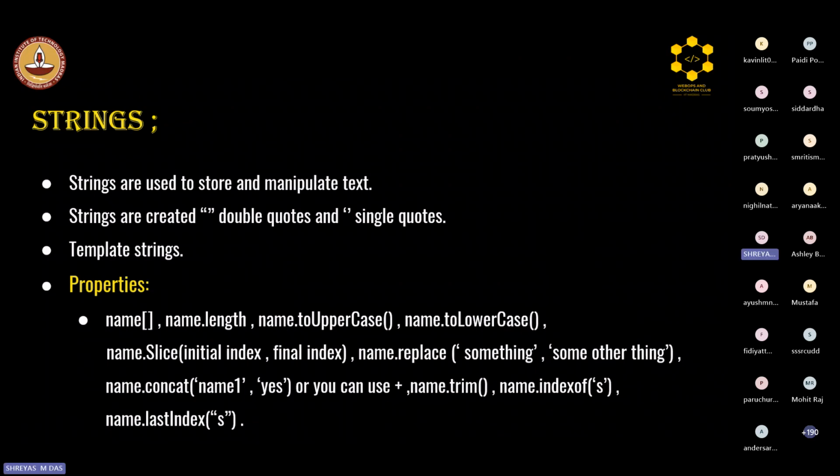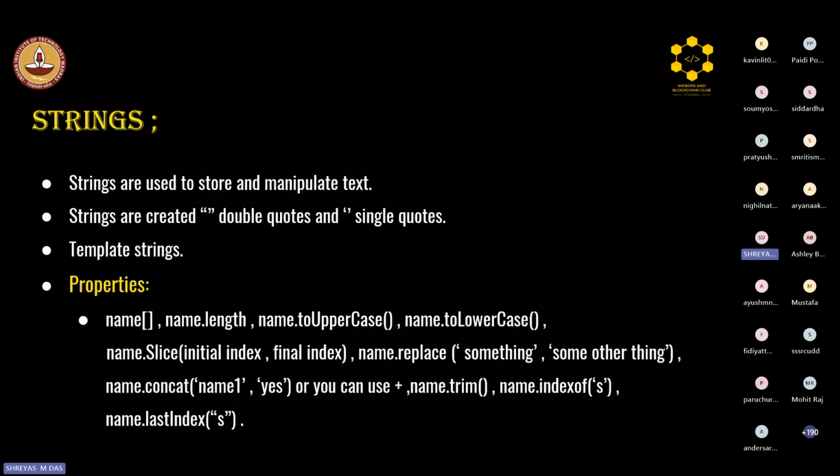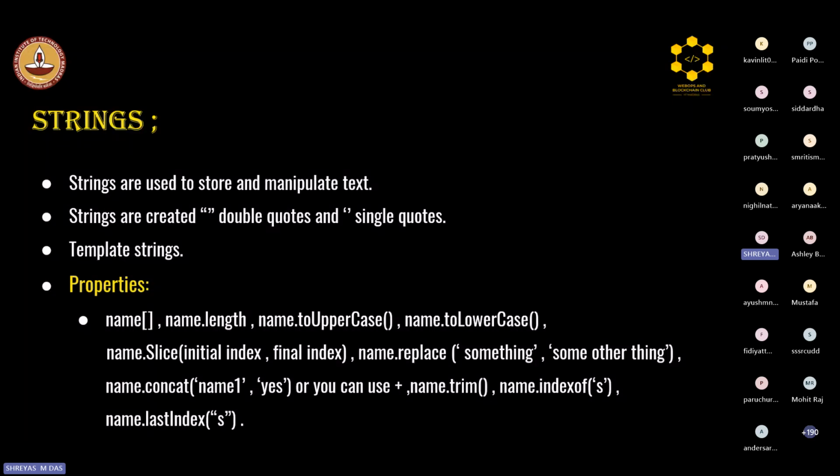So why do we need trim? Think there are some spaces after some string. So name.trim will cut all the spaces and it will just give the string values. And you can find the index of a particular letter. So we will be discussing all these different properties now by writing the code.